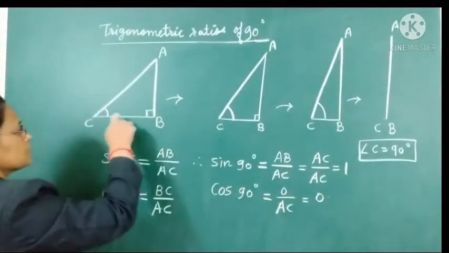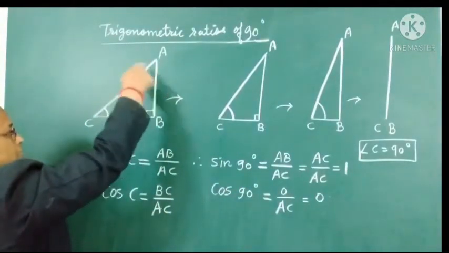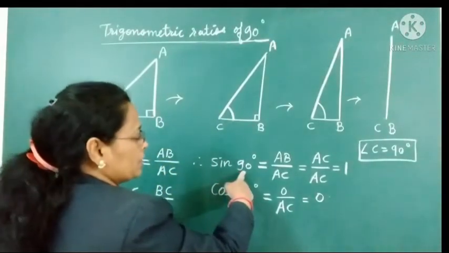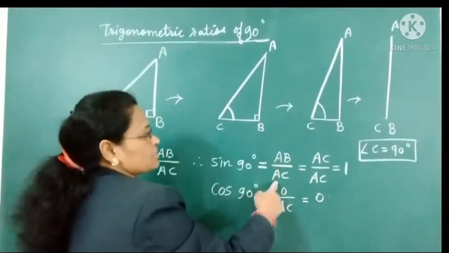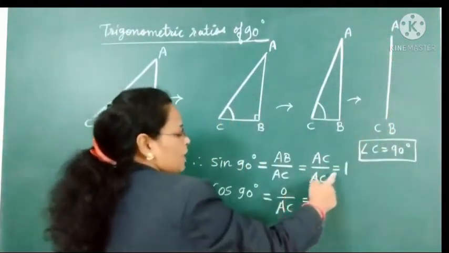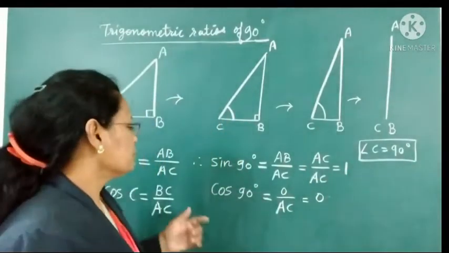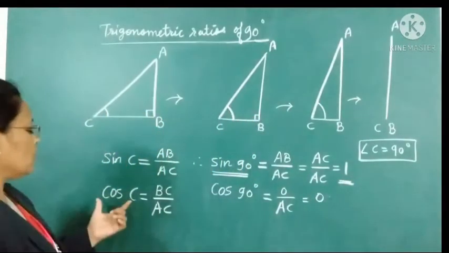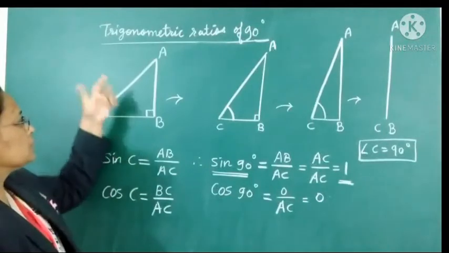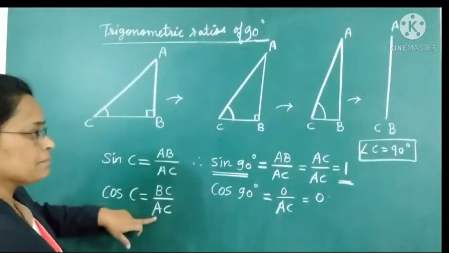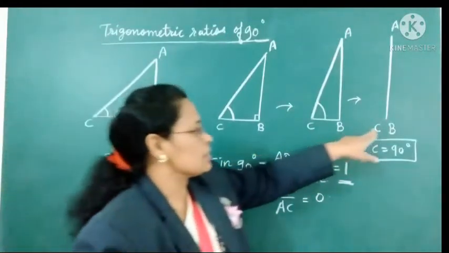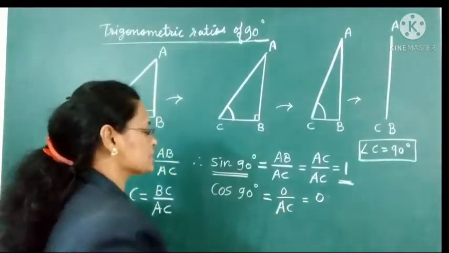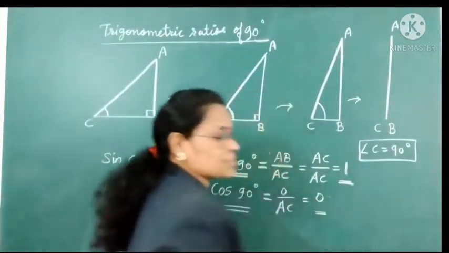So what is the sine C ratio? AB upon AC, opposite side to hypotenuse. If that angle C is converted to 90 degree, then we can write here AB is to AC. AB and AC will become same and therefore the value will become 1. So we can say here sin 90 is equal to 1. Similarly, cos C ratio, adjacent side to hypotenuse, BC is to AC. Here we can see BC is 0 and some length of AC is there. So 0 upon AC, that is 0. So cos 90 becomes 0.